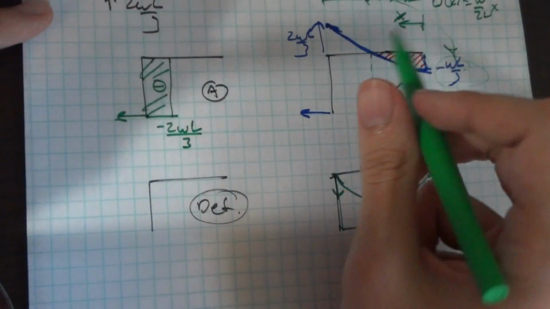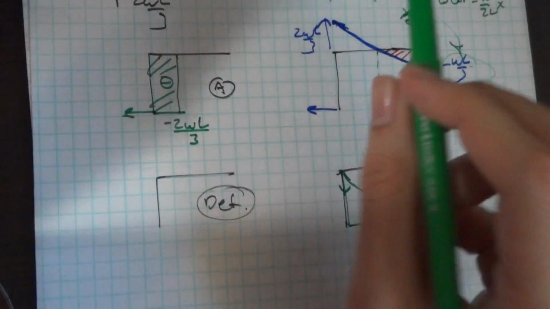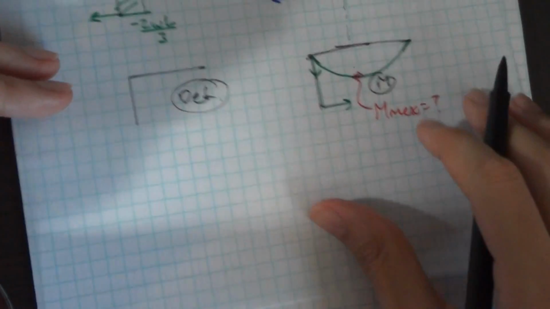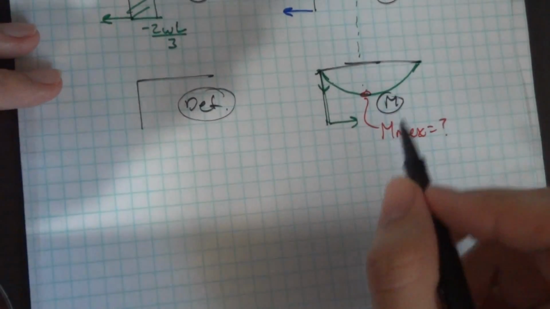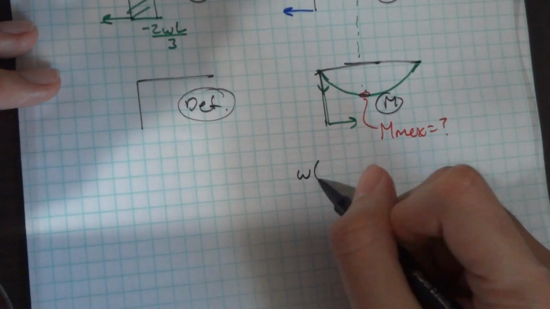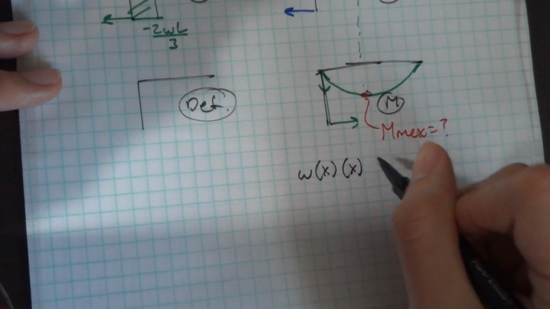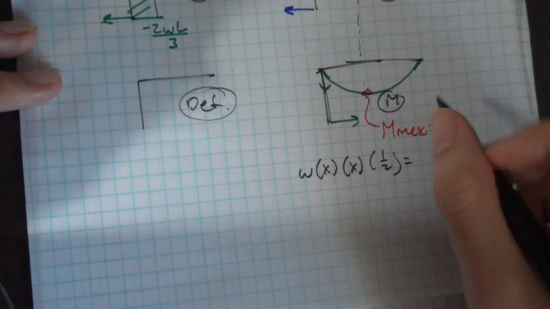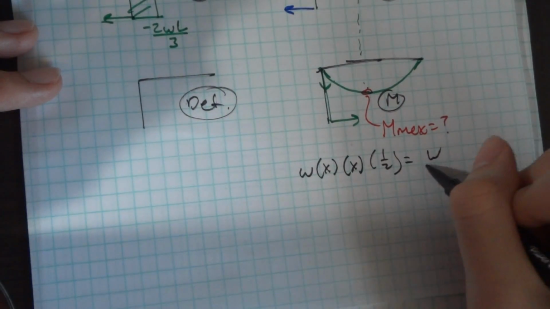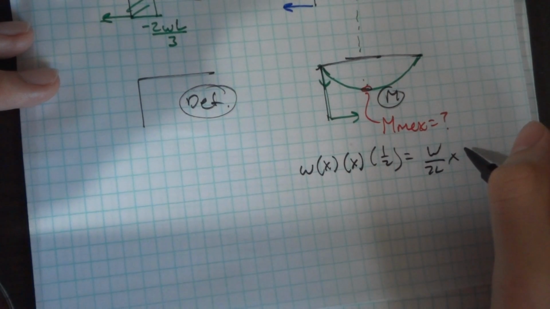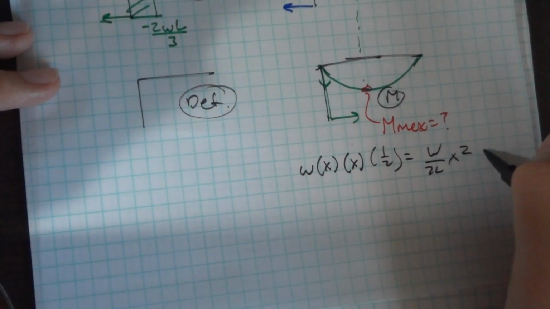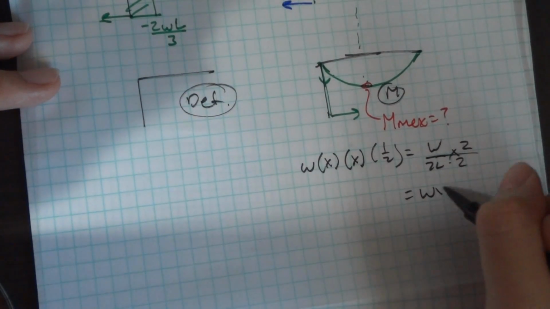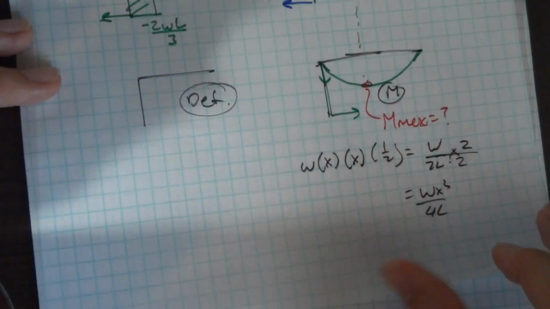If I want to find the area of this triangle for any value x, I can just go back down here and say that this is w of x times 1/2. In other words, I'm going to have w on 2L x squared times 2, so this will be equal to wx squared on 4L.